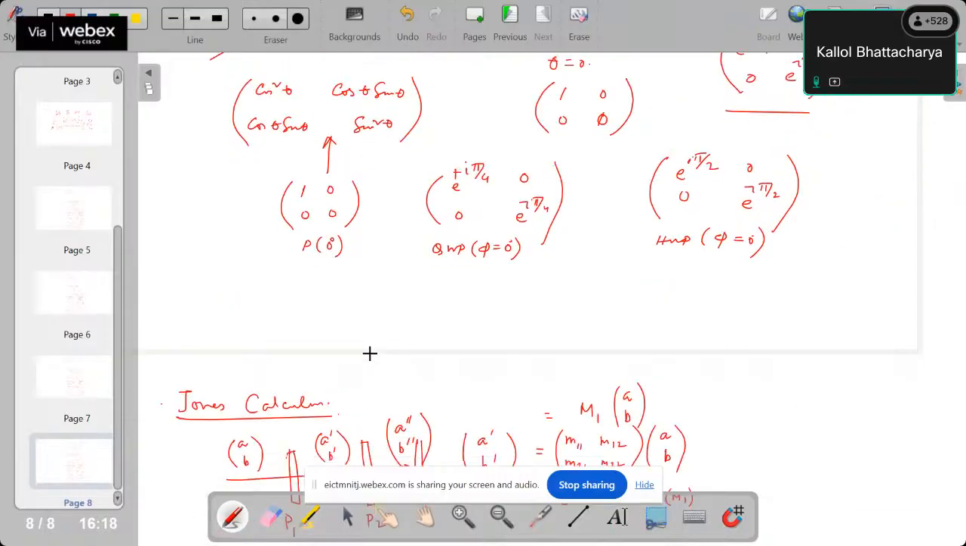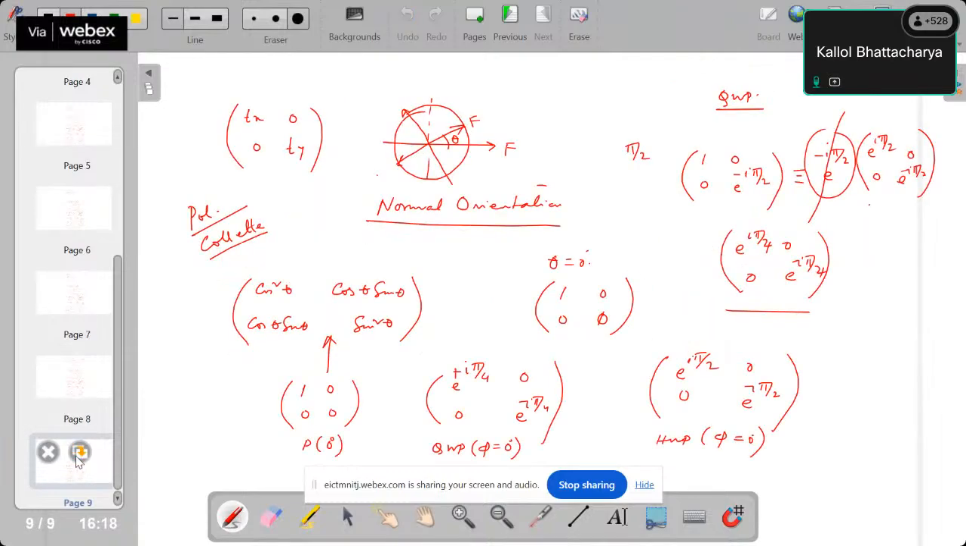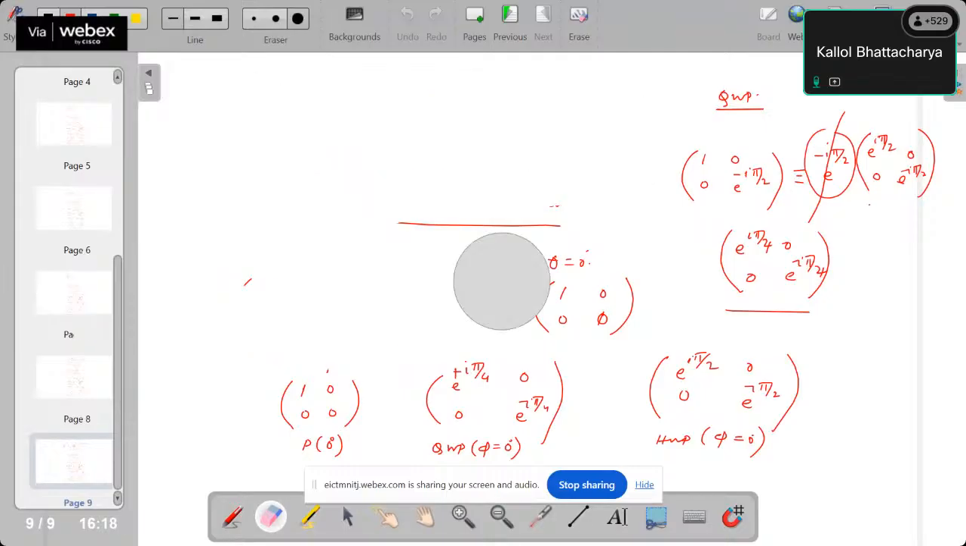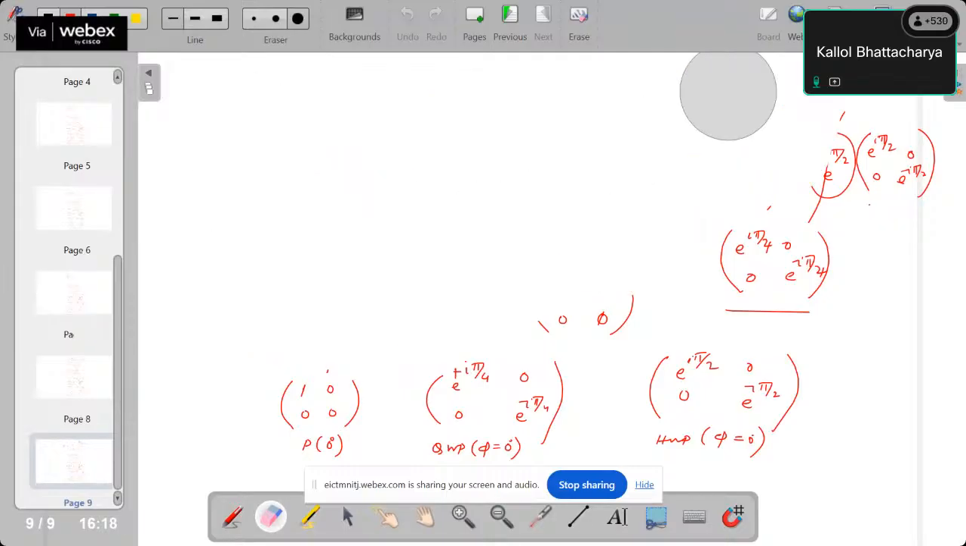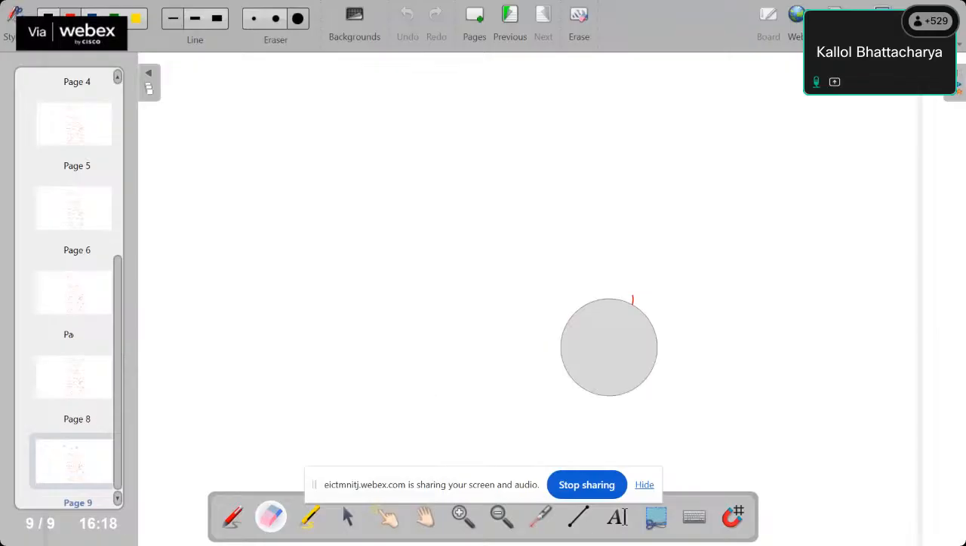Similarly, you can have the Jones matrix at arbitrary orientation for quarter wave plates and half wave plates, and we can use this to find out the output Jones vector, that is the state of the output beam for any arbitrary orientation of these polarizers. Well, let us do some example.